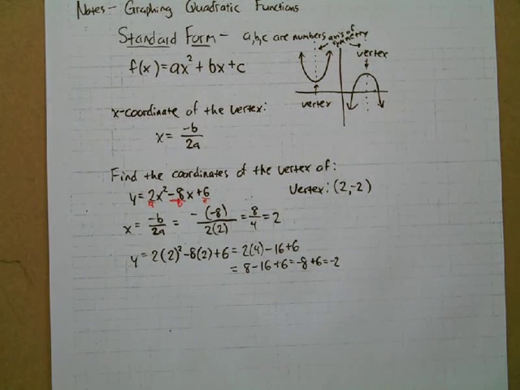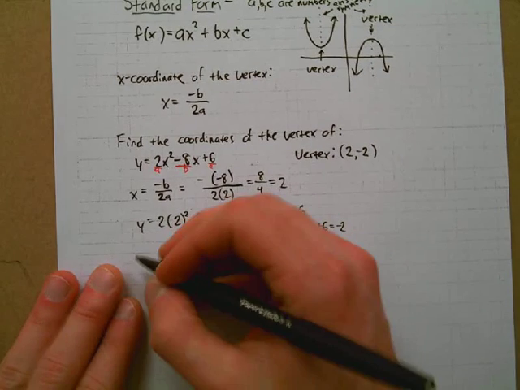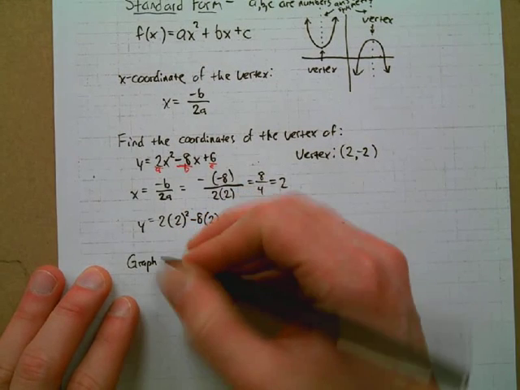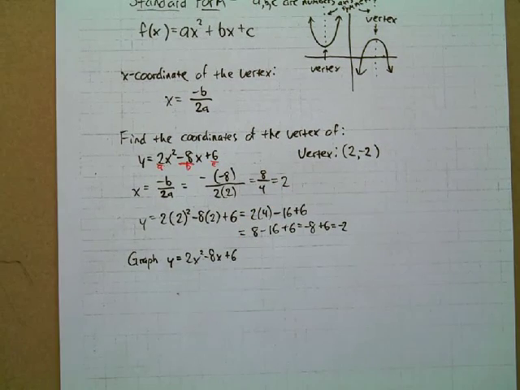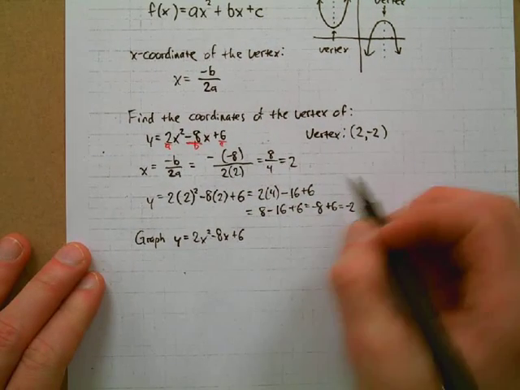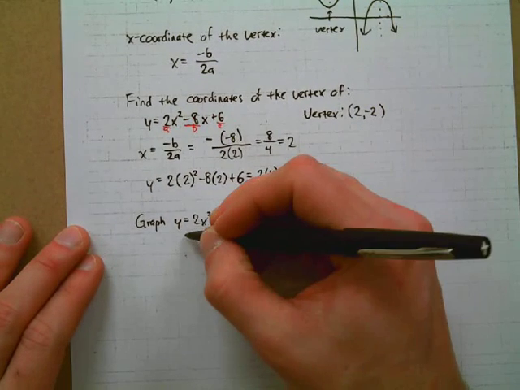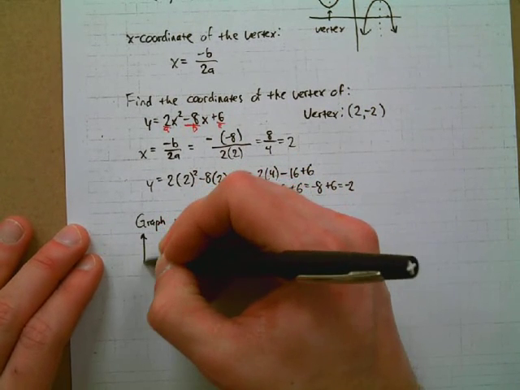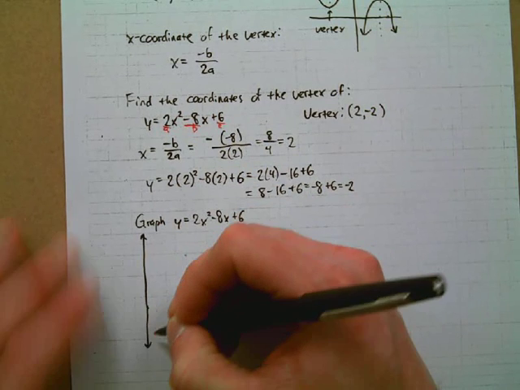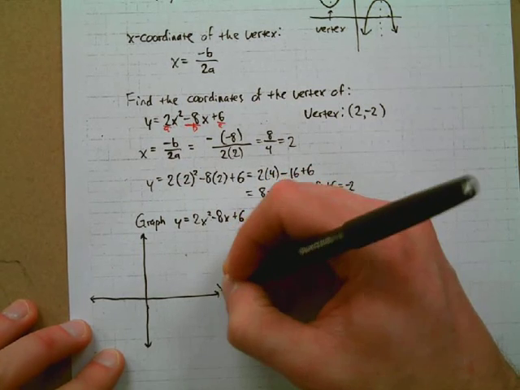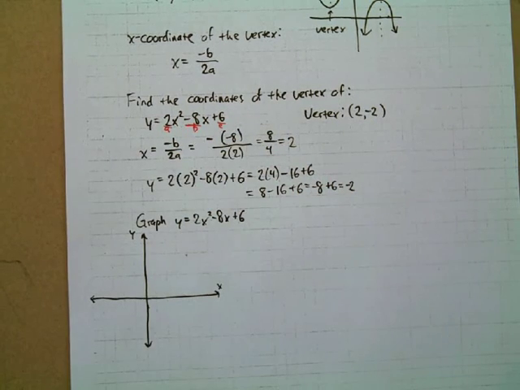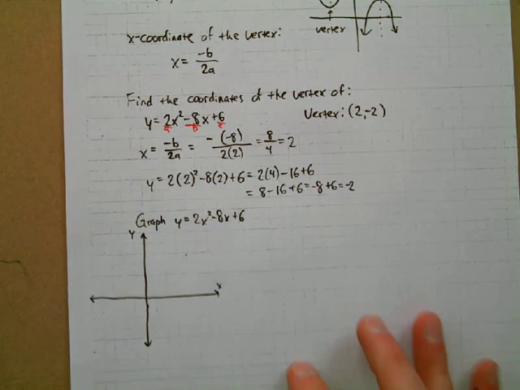Okay? And so now let's actually graph it. Let's graph y equals 2x squared minus 8x plus 6. I know I have to fit 2, negative 2 on my graph here, so when I go to graph, I'm going to put it kind of over to the side, so that I can do more graphs if I want to. I'll plot that vertex, 2, negative 2, right there. There's our vertex.